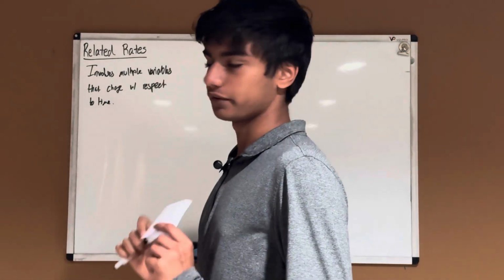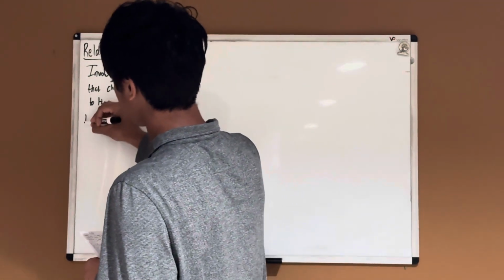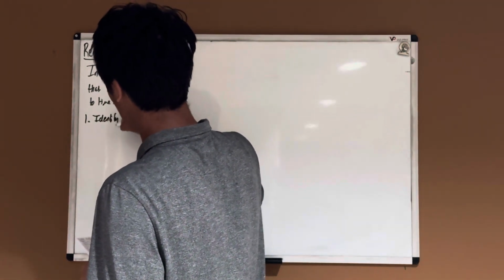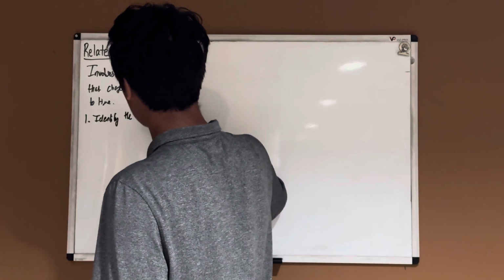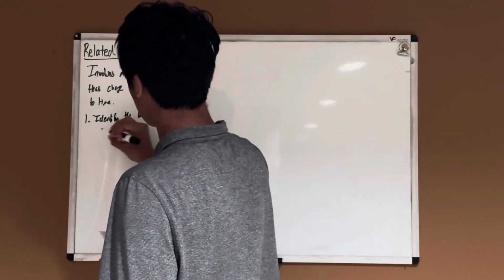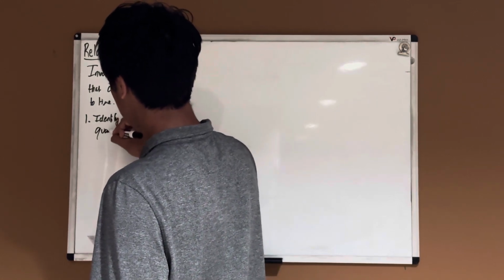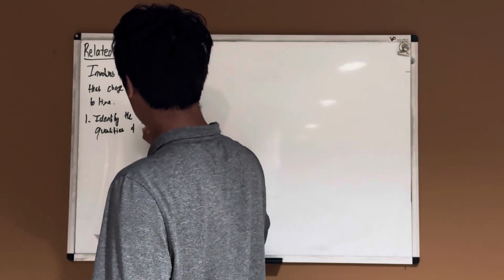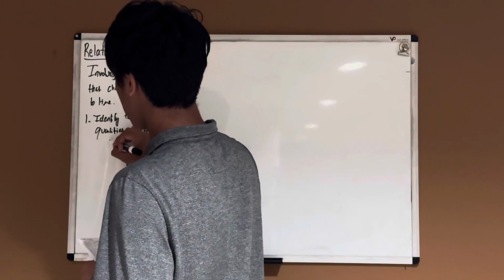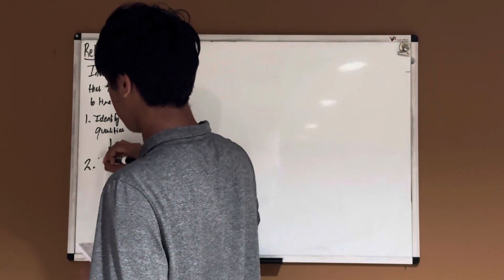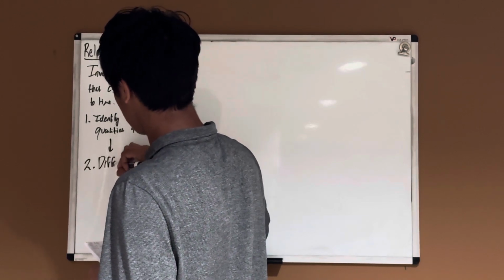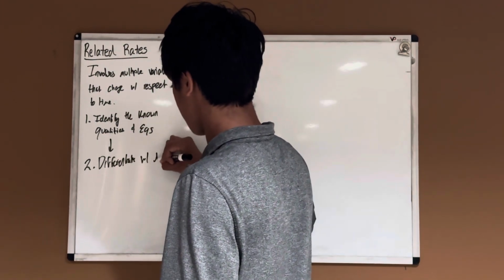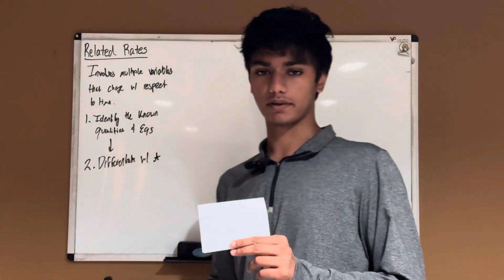So the process for solving a related rates problem is first you have to identify the known quantities and equations. And then after that, you have to differentiate with respect to time. And when you're differentiating, make sure to keep using the chain rule.